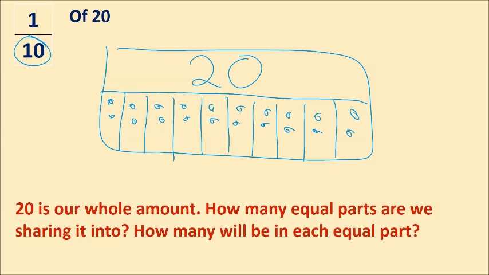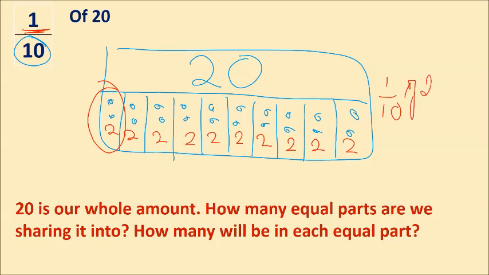Now, I've shared out my 20. I'm not going any higher because 20 is the whole amount. I am just going to double check that they are all equal. I've got the same amount in each equal part. I've got 2, 2, 2, 2, 2. Yeah, I have got 2 in each one. Perfect, because I know that 10 lots of 2, 10 times 2, 2 times 10, it makes 20. So that means, and I'm looking at one of those 10 equal parts, that 1/10 of 20 equals 2.